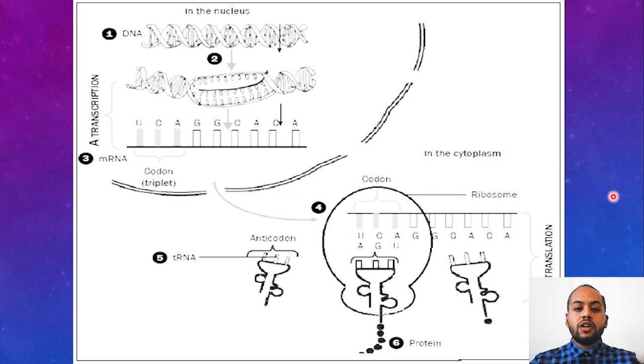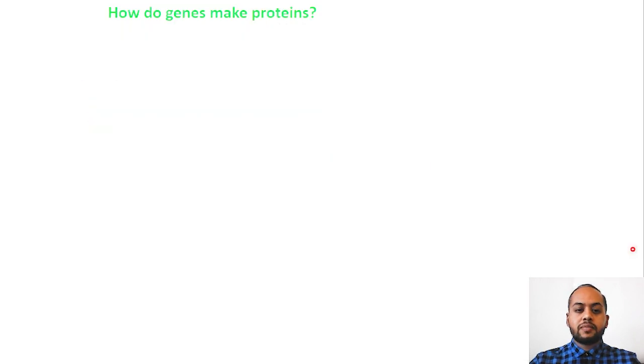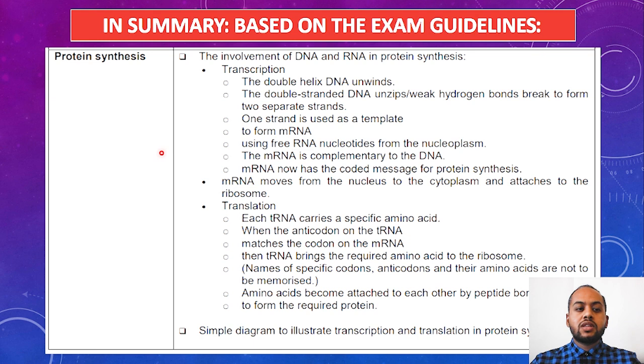If you have a look at the following diagram, it can show you the entire process of protein synthesis. Firstly, inside the nucleus, you have transcription, and then in the cytoplasm at the ribosome, you are going to have translation. So these were the two stages of protein synthesis that we touched on, transcription and translation. So in summary of today's video, based on the exam guidelines, we looked at the process of protein synthesis, the involvement of DNA and RNA in protein synthesis.